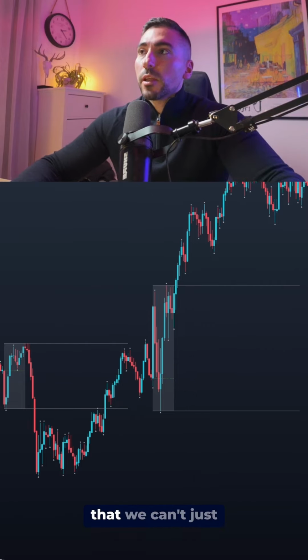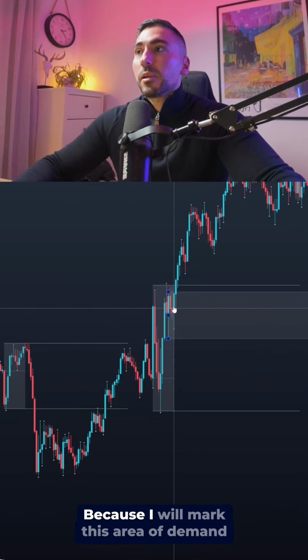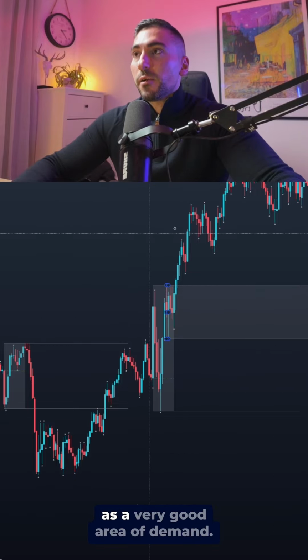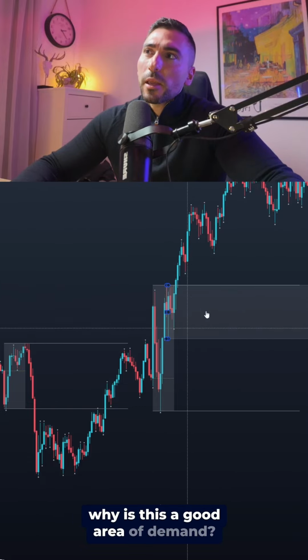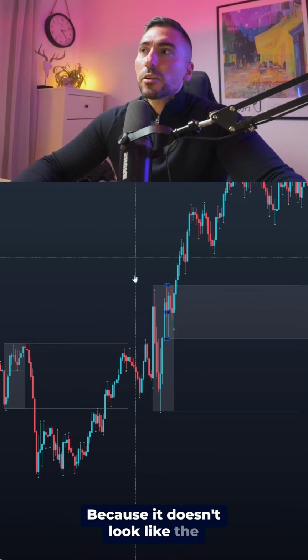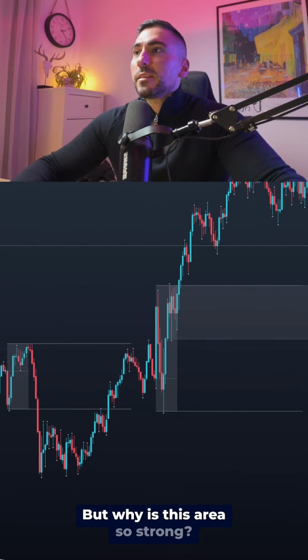And for me to show you that, we can't just watch the auction or the market on candlesticks alone, because I will mark this area of demand as a very good area of demand. And now you will be wondering, why is this a good area of demand? Because it doesn't look like the perfect supply and demand pattern, right? But why is this area so strong?